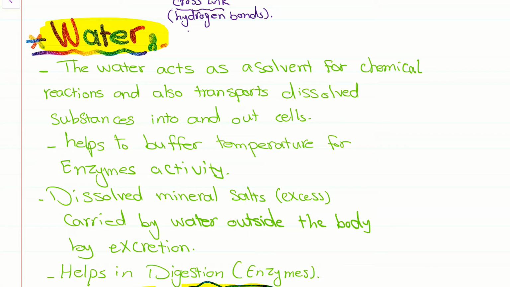Finally, we have water. As we said, it's an inorganic molecule, but it's important for living organisms. Water is considered the biological solvent for all living organisms. Why? Because water, as I told you, is a solvent for chemical reactions and transports dissolved substances into and out of the cell. So we have some substances which need to be inside the cell, carried by the water, and some toxic substances which need to go out of the cell, also carried by the water. So they dissolve in the water and are carried out of or into the cell.